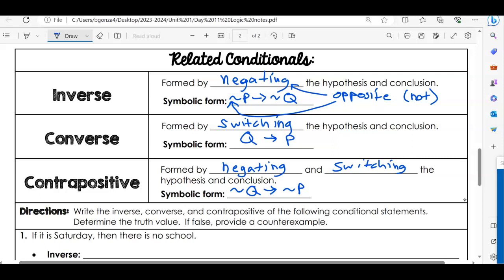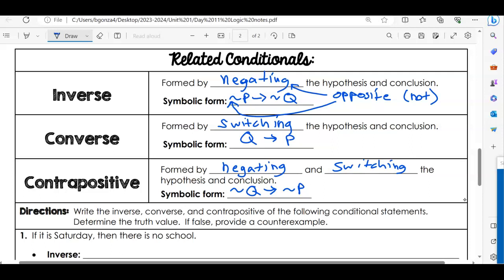Now let's do it. Ready? If I'm Mr. G, then I'm cool. What's the Converse going to be? If I'm cool, then I'm Mr. G. Do you see how that works? If I'm Mr. G, then I'm cool becomes, if I'm cool, then I'm Mr. G. Doesn't matter if it's true or false.